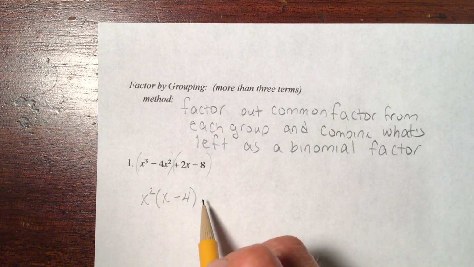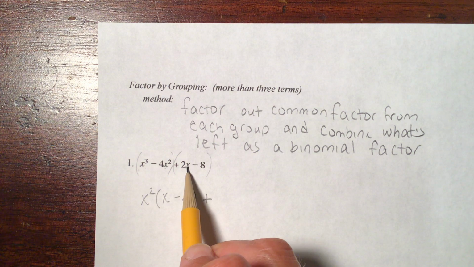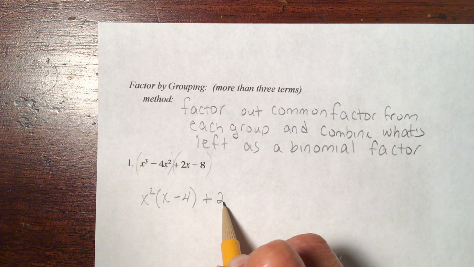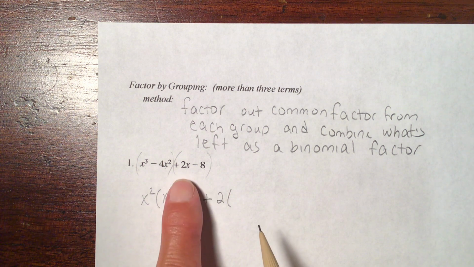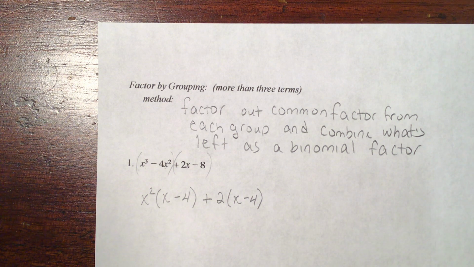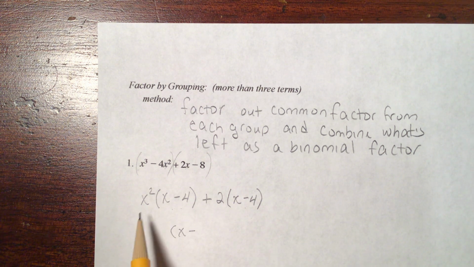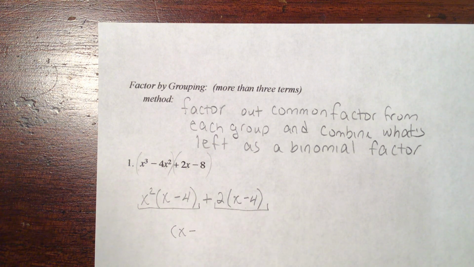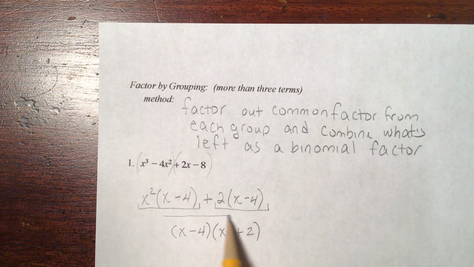Now I'm going to bring down this sign. And I look at my second set of terms. My GCF is a 2. So if I factor out a 2 here, I'm going to be left with x minus 4. And what's nice about this is you'll always get, if you do it right, a set of parentheses that are the same. Because actually this is a term and this is a term now. So my GCF is x minus 4. And what's left outside of each set of parentheses becomes its own little factor. And there's your answer.